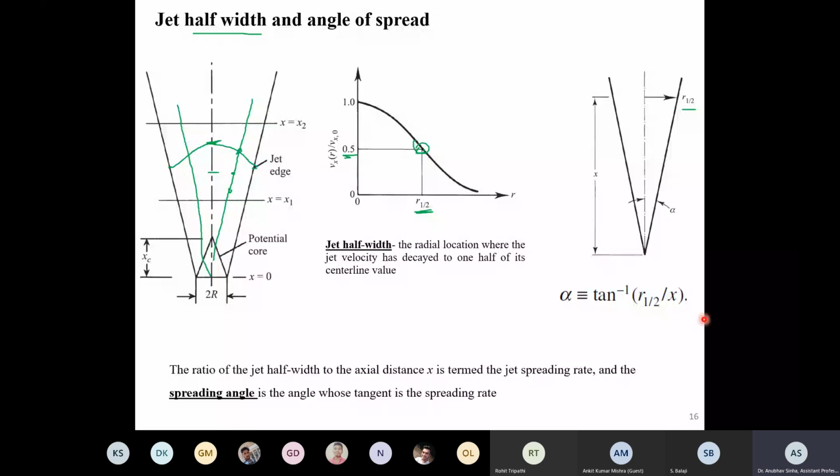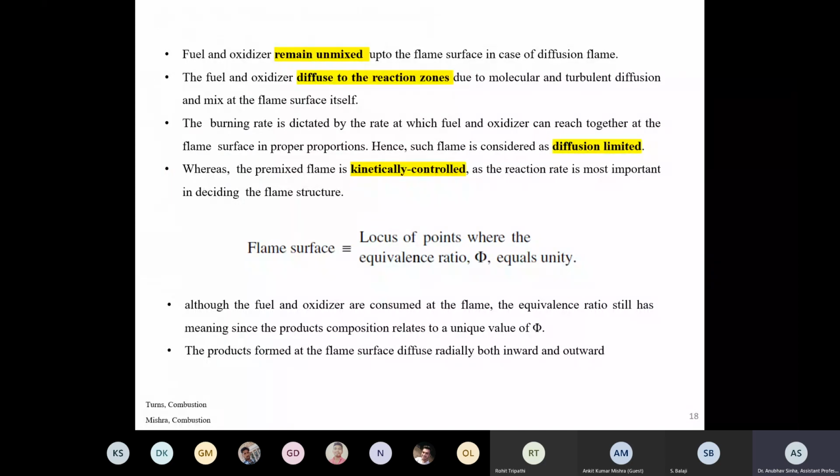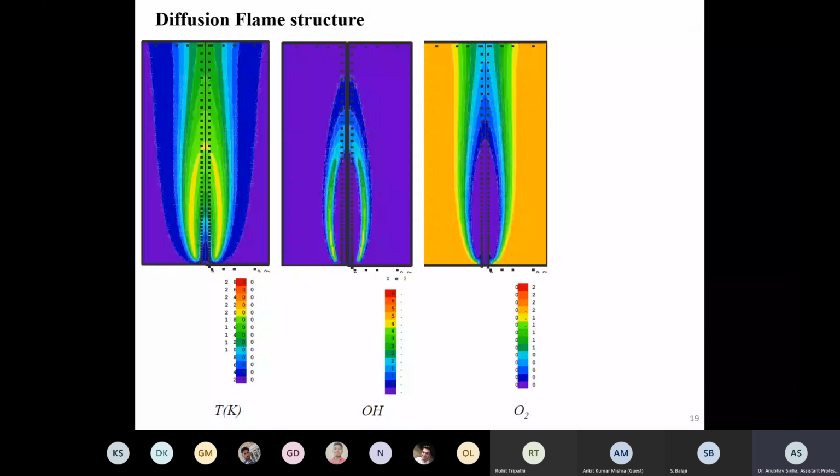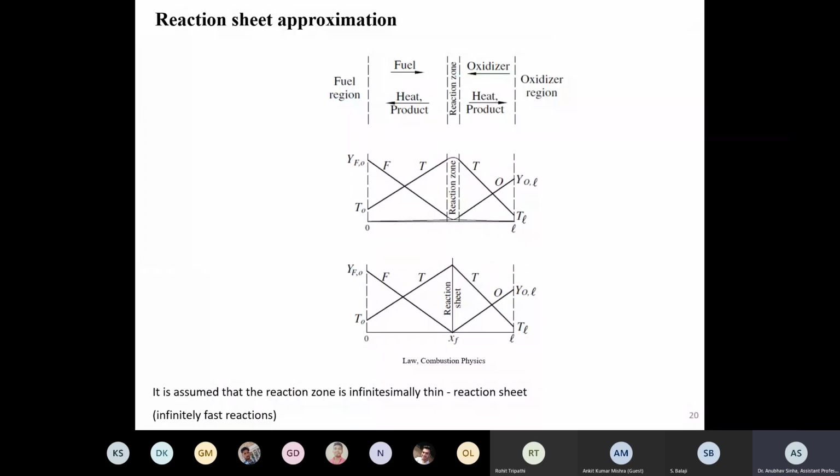Now let us go to flame. We have already discussed this, what we discussed yesterday. Strictly speaking, what I mentioned is that the reaction zone will have some finite thickness. It is not infinitely thin. But for our calculation or computational efforts, we assume that this is infinitesimally thin, almost zero.